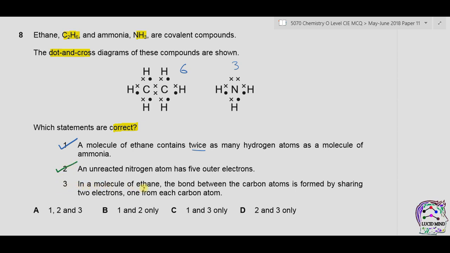Option 3. In a molecule of ethane, the bond between the carbon atoms is formed by sharing 2 electrons, one from each carbon atom. Now we can see in the diagram that this is the shared pair of electrons between carbons. One electron is donated by one carbon while the second electron is donated by the second carbon, and a single bond is formed between these 2 carbon atoms. So statement 3 is also correct. The answer is therefore A.